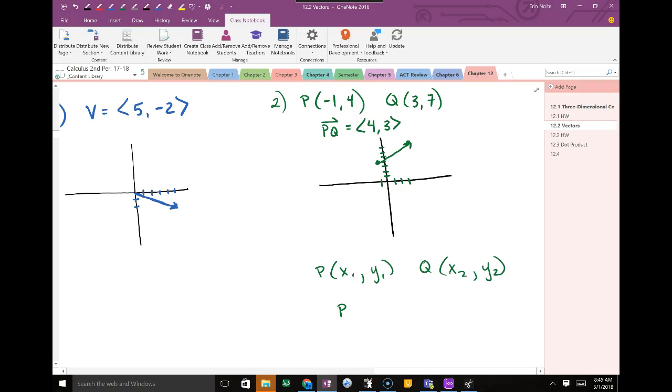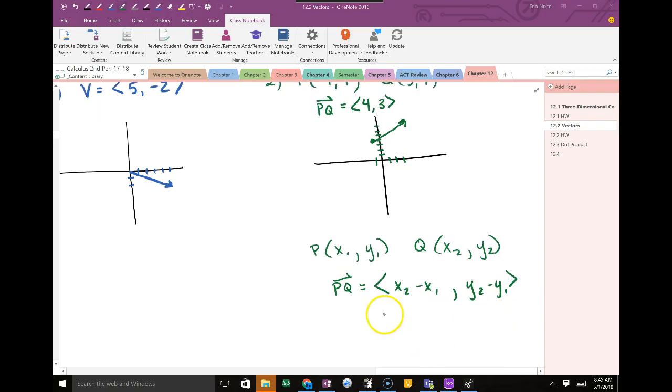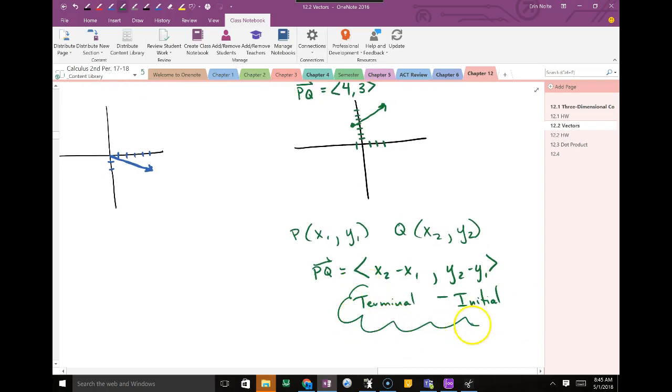Like, but will the answer always be like y1? Yes, I believe yes. So your x value of your vector is just going to be x2 minus x1, and then y2 minus y1. The way I always remember this is you always do terminal minus initial. I always have to say that to myself. Terminal minus initial is important, because if you go the other way, your vector will have the opposite direction.